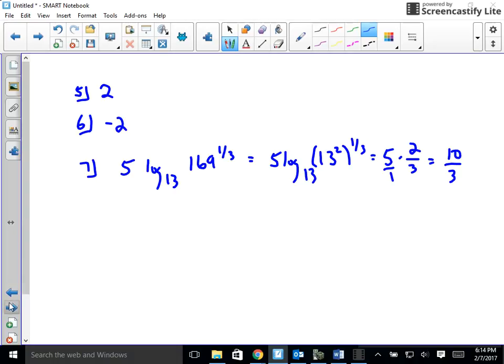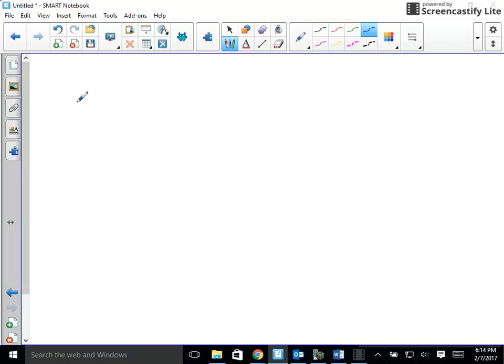For number 8, we are going to expand that. Since you are multiplying the x, y, and z, when we expand it, we're going to write that as log base b of x plus, when you're multiplying those logs, you are adding their individual logarithms. So plus the log base b of y plus the log base b of z. All right, and that's what it means to expand that.